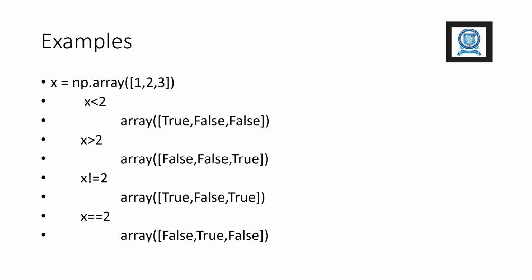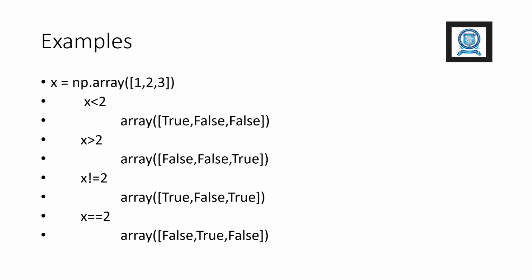Here is an example. Here the x array consists of values 1, 2, 3. In the first line, we have written x less than 2. This operation is performed element-wise on the given array. So, the first value in the array is 1. 1 is less than 2, so it produces true. Next value is 2. 2 is less than 2? So, it is false. Next value is 3. 3 less than 2, it is false.